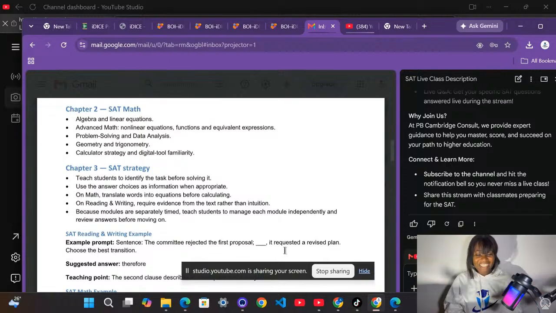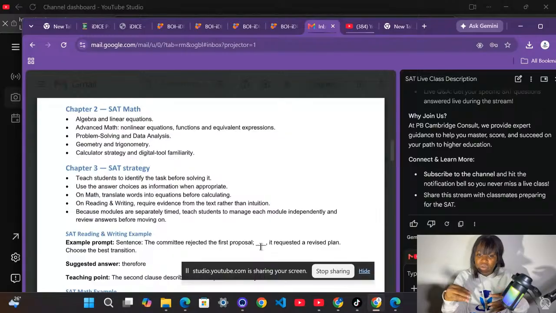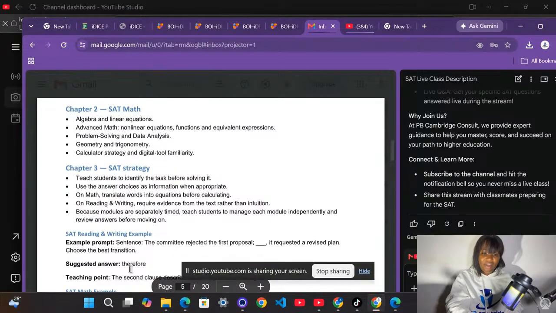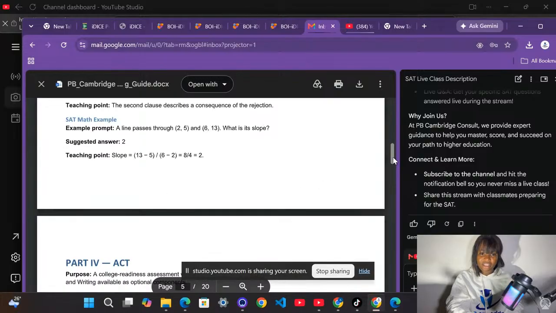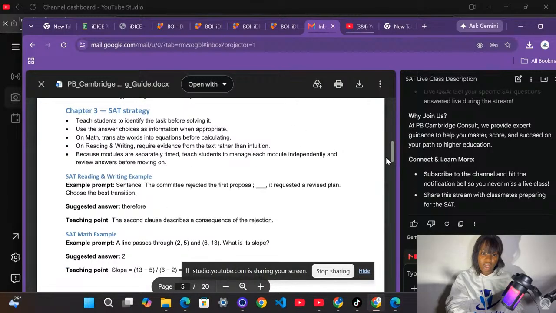So you would ask yourself, which word are we going to insert in this empty space here to help us link these two sentences together? And the suggested answer we have here is "therefore," as you can see here. So now let's add "therefore" here.